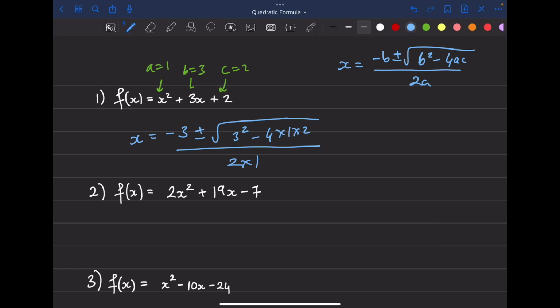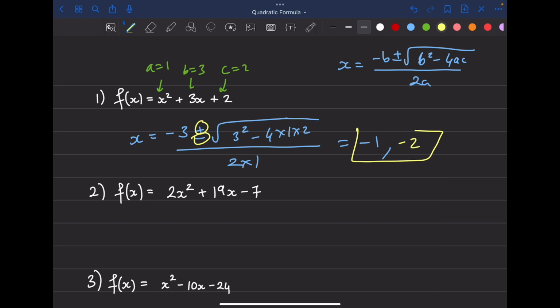So negative 3 plus the square root of 3 squared minus 4 times 1 times 2, all over 2 times 1. So this gave me negative 1. Okay, and now I'm going to do the exact same thing, but instead of using the addition sign, I'm going to use the subtraction sign. So if you do that, negative 3 minus the square root of 3 squared minus 4 times 1 times 2, all over 2 times 1, you are going to get negative 2.